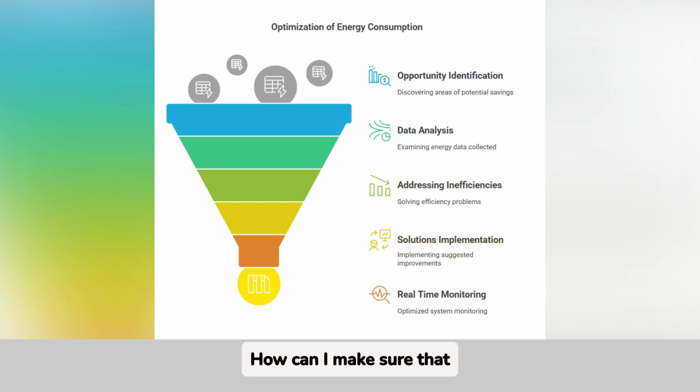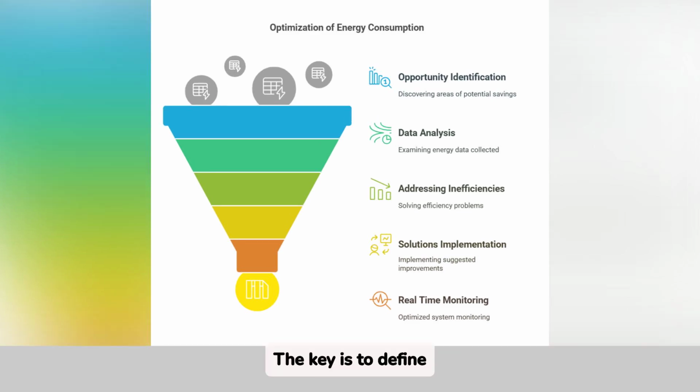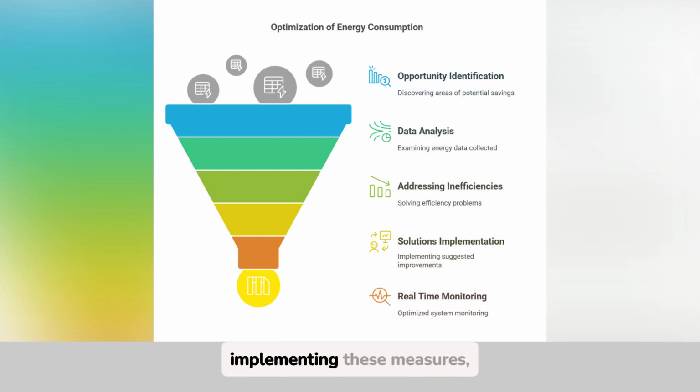How can I make sure that energy savings goals are achievable? The key is to define clear objectives using the SMART methodology: specific, measurable, achievable, relevant, and time-bound. For example, a 10% reduction in consumption in a specific area in 1 year can be set. This is complemented by detailed planning that includes technical actions and staff training, as well as constant monitoring to measure progress. Okay, and after implementing these measures, what's next?